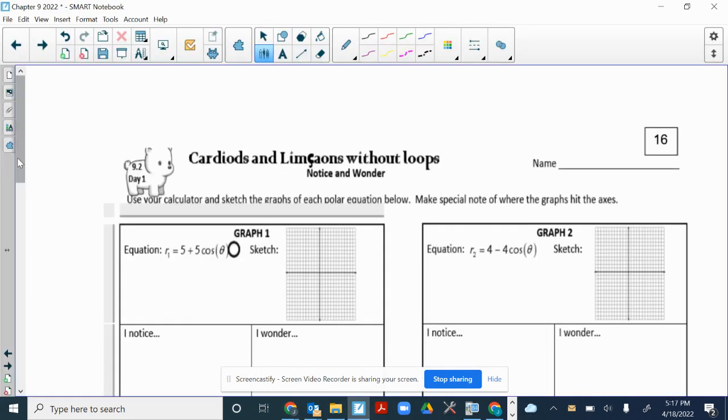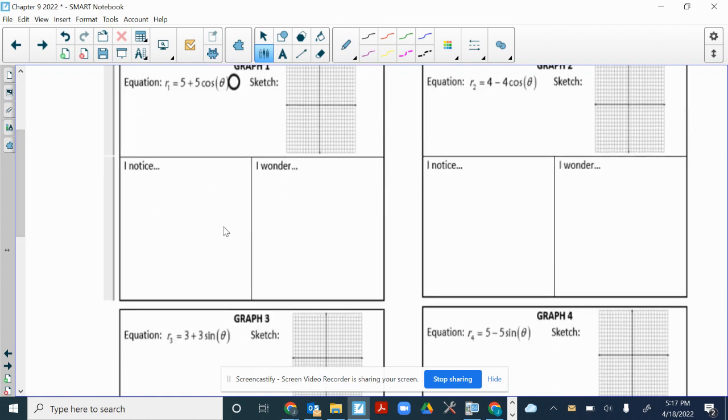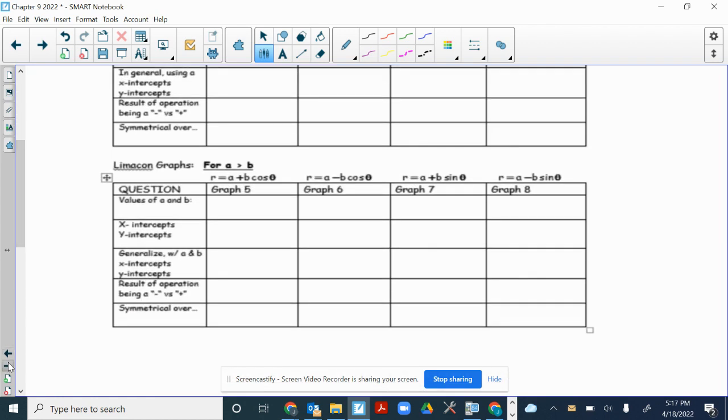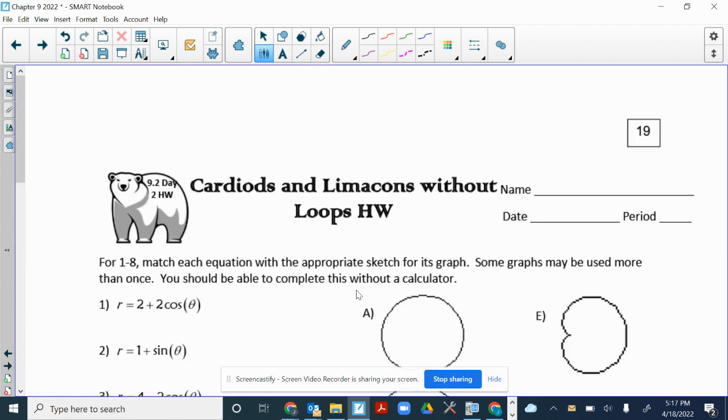So again, you'll graph the 8 graphs. Say what you notice, say what you wonder. There's not really a key for those. That's what you yourself notice. Fill out this table based on what you saw, and then go ahead and work on the homework.